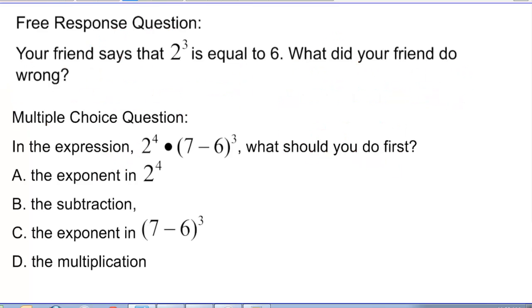So here are your free response and multiple choice questions. Your free response question says, your friend says that 2 to the 3rd power is equal to 6. What did your friend do wrong? And the multiple choice question says, in the expression 2 to the 4th power times 7 minus 6 to the 3rd power, what should you do first? So go ahead and pause the video now and answer those two questions.